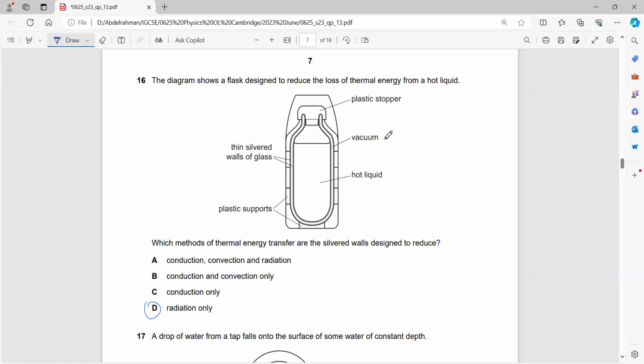If he had asked about the vacuum, he would have said conduction and convection. But the silvered walls do not stop radiation. They only reduce the infrared radiation lost. That's why we say silver is the worst emitter of infrared radiation. It still emits. The only thing that's stopped is the conduction and convection in the vacuum. And that's it.